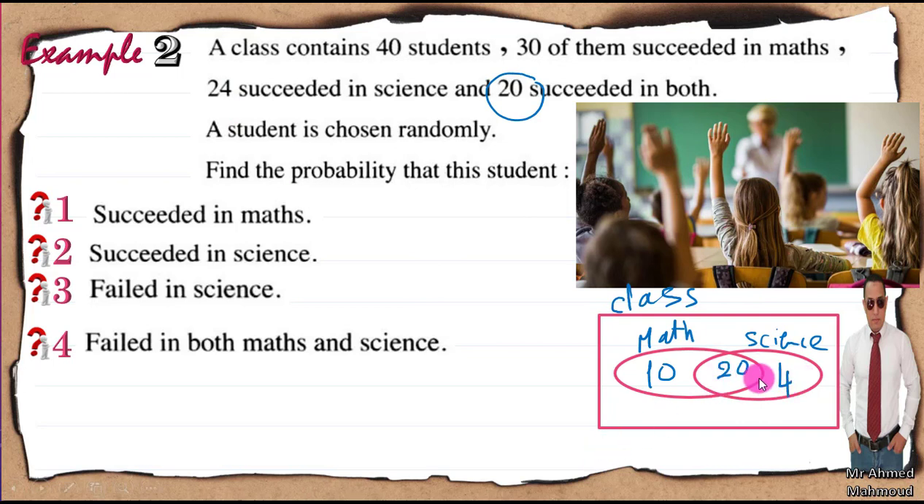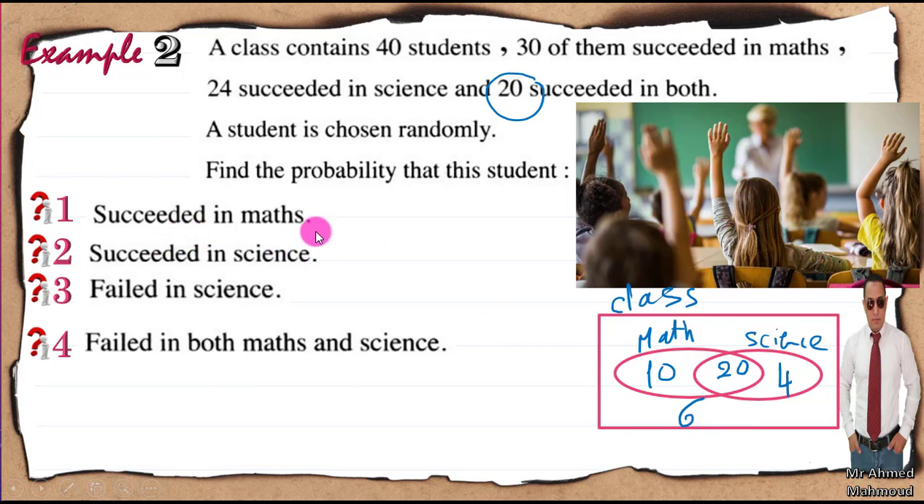Finally, we have students who don't succeed in science or math. Their number is what? It is the rest of the class. Now we have 20 who succeed in both, 10 who succeed in math only, and 4 who succeed in science only. Their number equals 10 plus 20 plus 4 equals 34. So the rest of the 40 equals 40 minus 34, which is 6. Now the number of pupils who failed in math and science is 6.